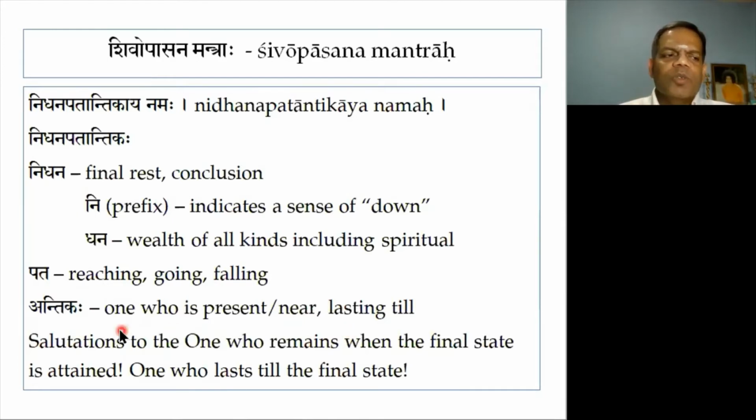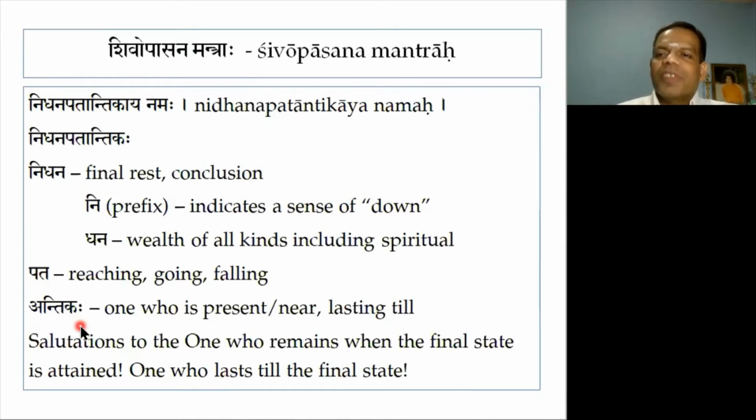It's in many places, I was just looking around. Some places they will say, who causes the death of death, or something like that. Also, people have said, who brings about the end of death. That is also another meaning. But antikaha means one who is present, who is there, who is near, and who is there till that end.